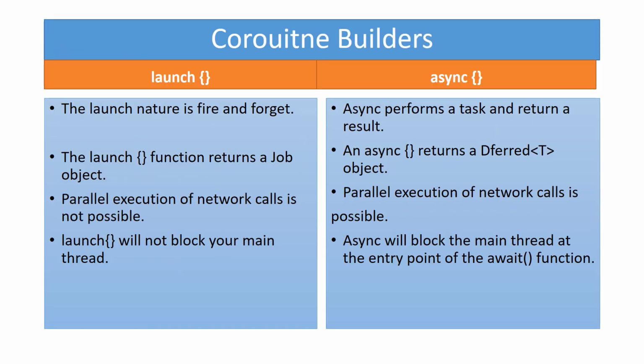So basically we have some coroutine builders through which we build or start coroutines. We have three basic coroutine builders: launch, async and runBlocking. We will learn about runBlocking in the coming videos. First, let's see the difference between launch and async. Launch's nature is fire and forget. Async performs a task and returns a result. The launch function returns a Job object and async returns a Deferred object.